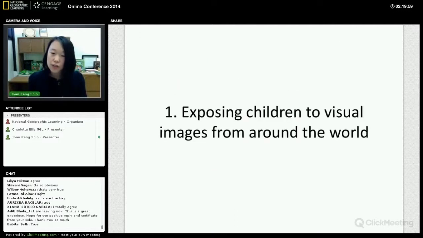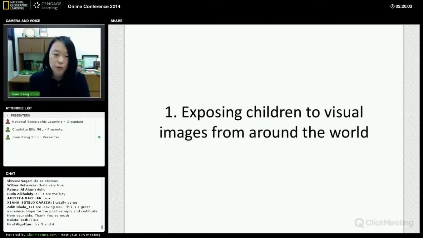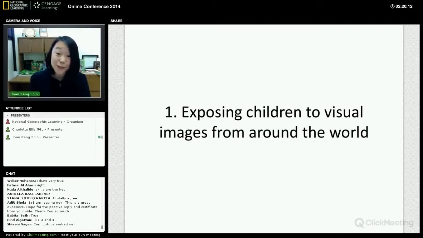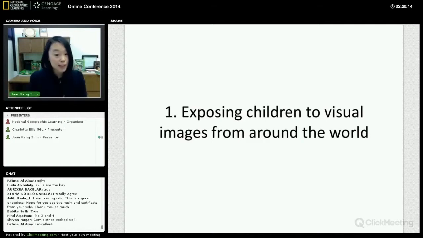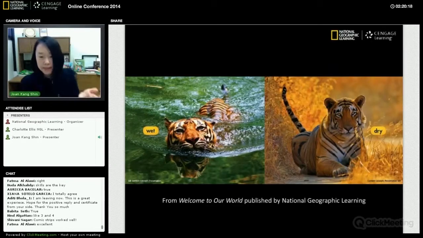Okay, so just to start and give you a few examples, we want to expose children to visual images from around the world. I mean, imagine this, right? They're using English as a global language. So, since global communication in English is also increasingly visual, why not expose them to images from around the world? So even if they're in preschool, this is an example from Welcome to Our World, which is our pre-primary program that is just about to come out.